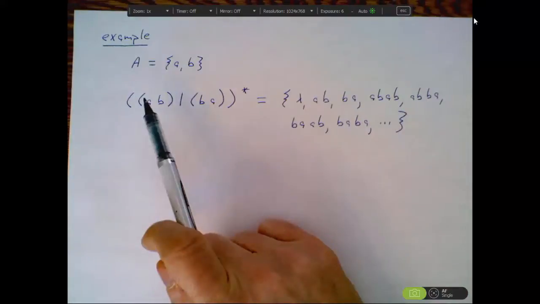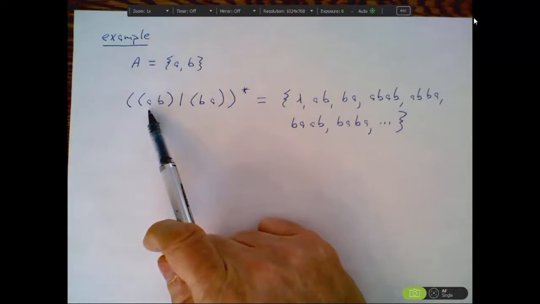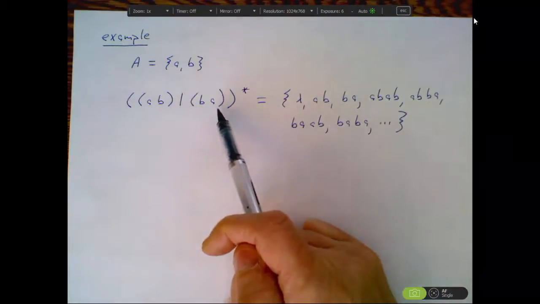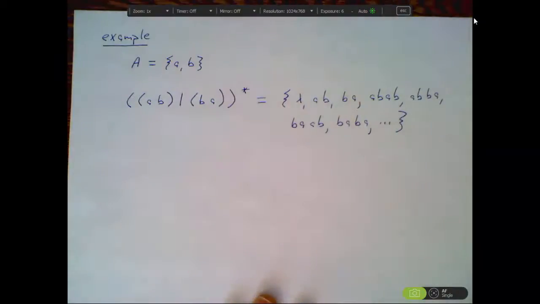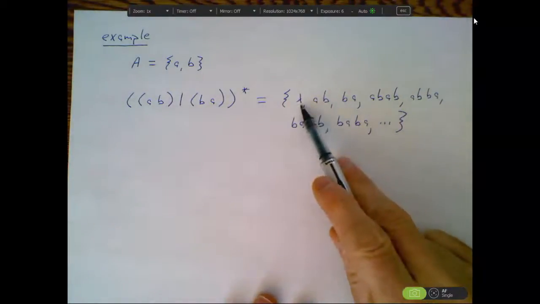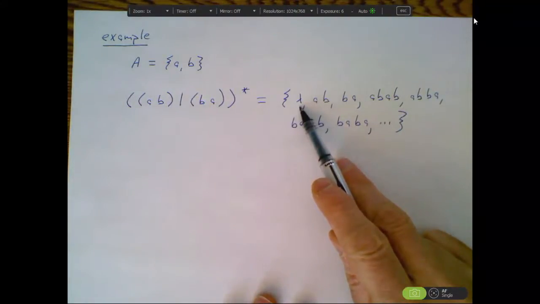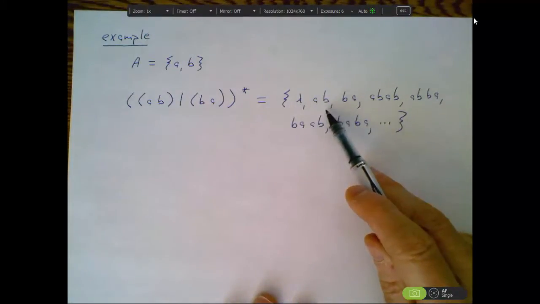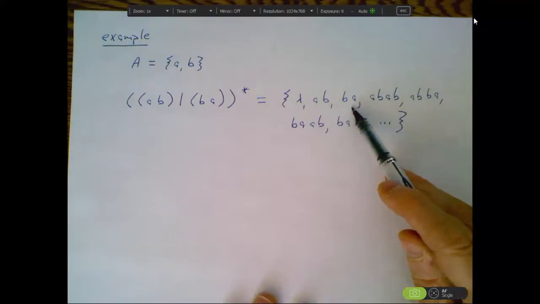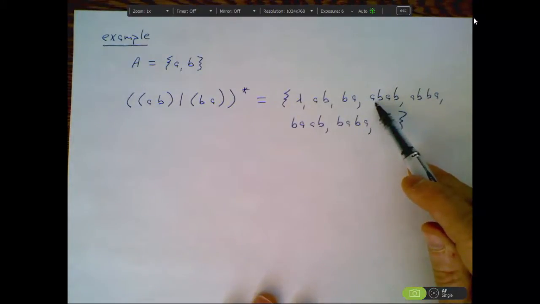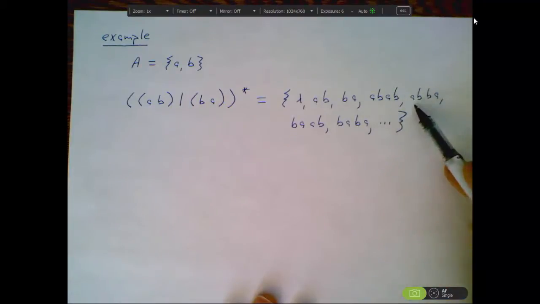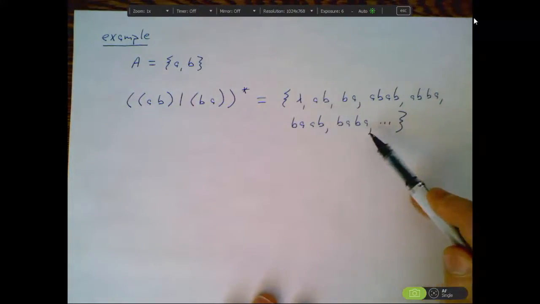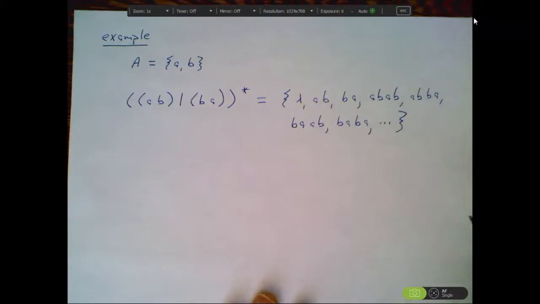So I'm choosing A concatenated with B or B concatenated with A. And then I'm repeating that 0 or more times. Because it's 0 or more, I have in my regular language the empty string, because I could choose to do 0 repetitions. Then I have AB, or I have BA. Then I can go around the circle a couple times: ABAB, or ABBA, or BAAB, BABA, and so forth. Again, this is going to be an infinite set.